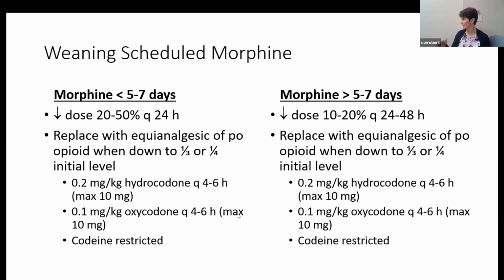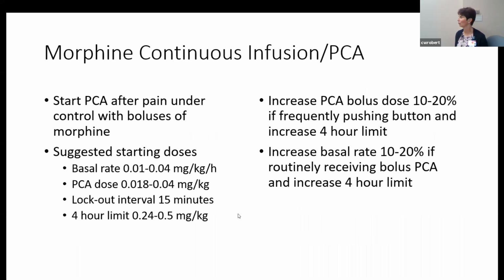But if they've been out for longer than 5 to 7 days, wean more like about 20% a day. And then whenever you get your opioid IV down to a level that would be kind of equivalent to an oral opioid, you can switch them over then, and watch them for another half day or so. And if their pain's controlled, then go home.